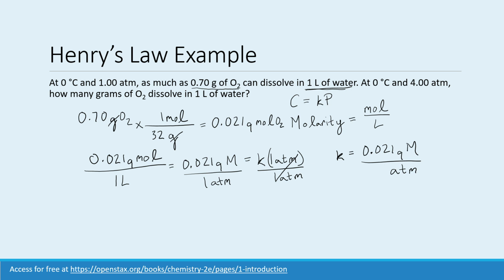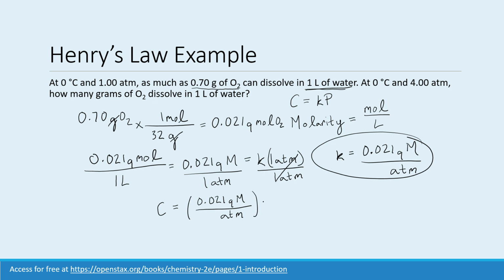So now they are asking how many grams of oxygen will dissolve in 1 liter of water at a new pressure of 4 atmospheres. So if we want to calculate the new concentration at the new pressure, then we can still use Henry's law constant, where the solubility will be equal to the K value that we now know of, 0.0219 molarity per atmosphere, times the new pressure of the system, right? And so now we're at 4 atmospheres.